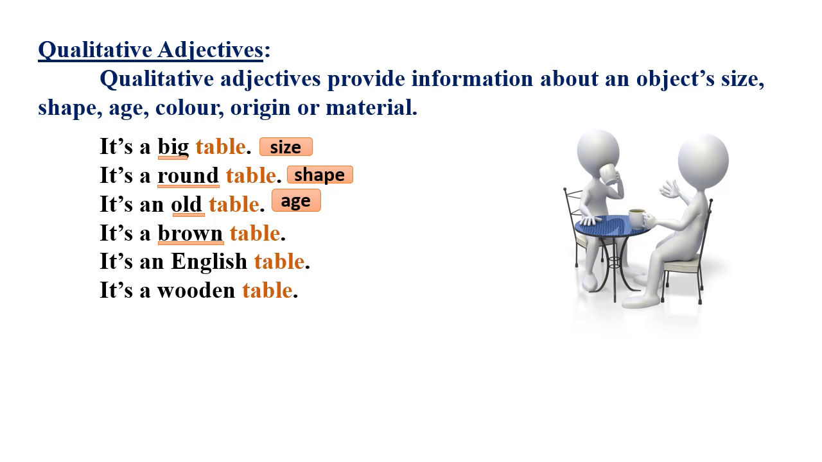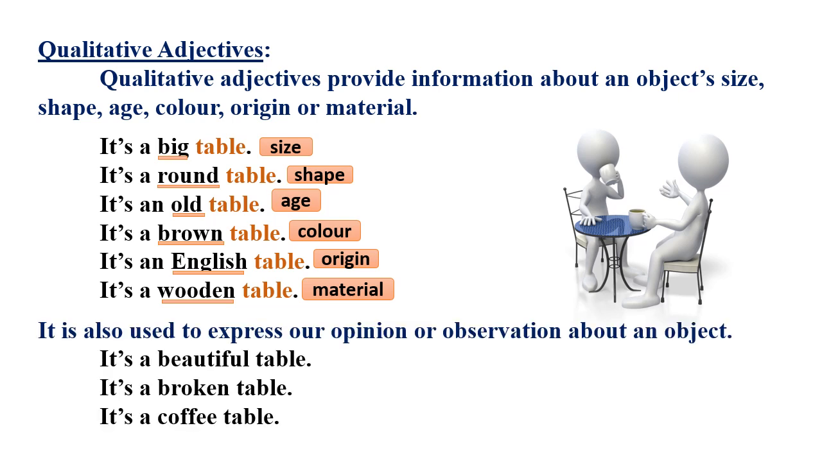The adjective brown describes its color. The adjective English helps us understand the origin of this table. And the adjective wooden gives information about the material out of which the table is made. So, qualitative adjectives provide information about an object's size, shape, age, color, origin, or material.